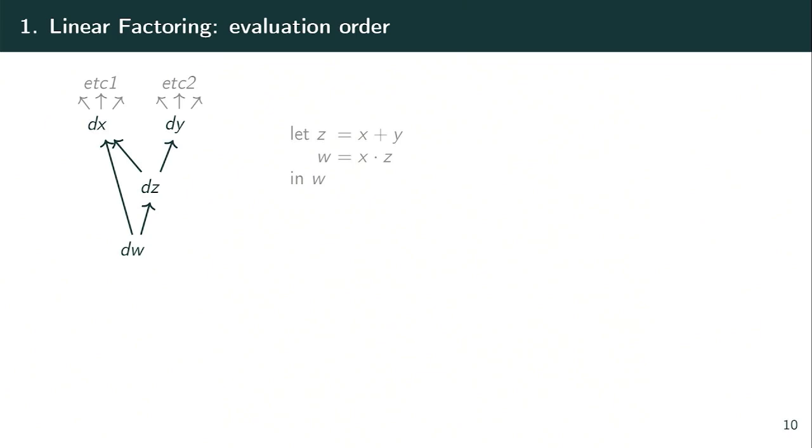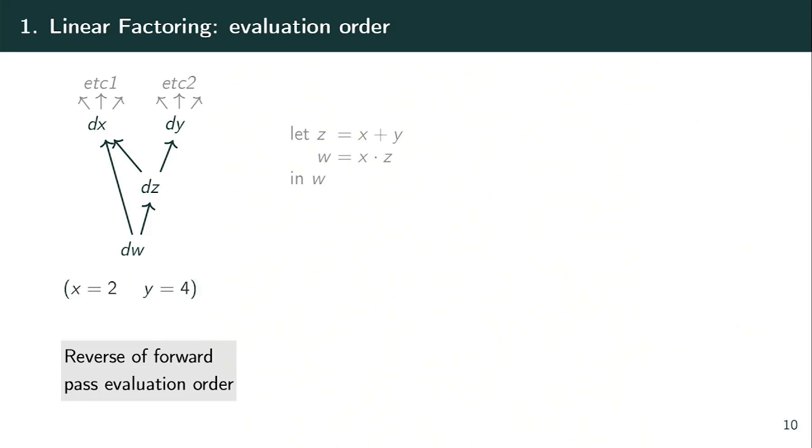This is the same program as before, and this is the same call graph of the backpropagators as before, except I'm now assuming that x and y were actually the results of some earlier computation, which I'm eliding. So that means that dx and dy also call some earlier backpropagators that I'm eliding. And in general, because we're talking about reverse AD, we're getting some sort of inversion of control flow, so we expect the evaluation order here to be, in some sense, the reverse of the forward pass evaluation order. So give x and y some values, and then we can start the evaluation order. Let's just see what happens.